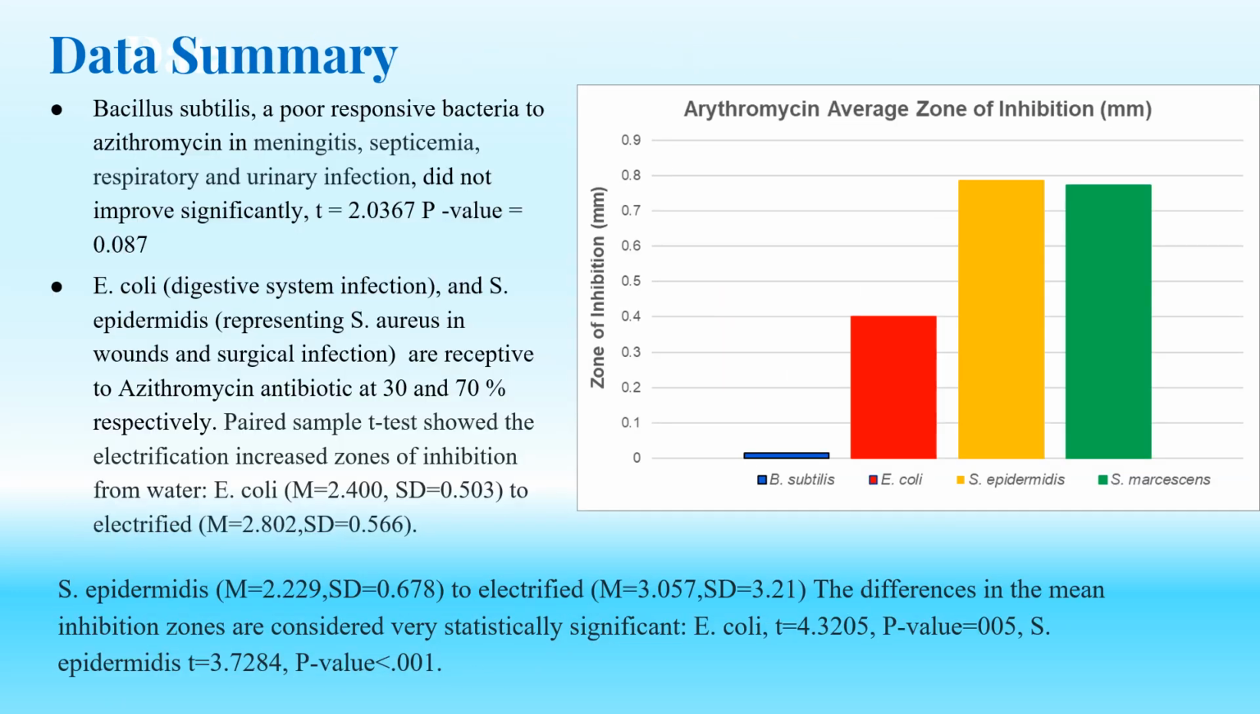In blue, you'll see Bacillus subtilis, which was poorly responsive to azithromycin and did not improve significantly from this experiment, having a p-value of 0.087. In red, there was a large increase in means from regular to electrified water, increased from 2.4 to 2.802, and had a p-value of 0.005. And in yellow, Staphylococcus epidermidis in regular water had a mean of 2.229, increased in electrified to 3.057, with a p-value of less than 0.001.